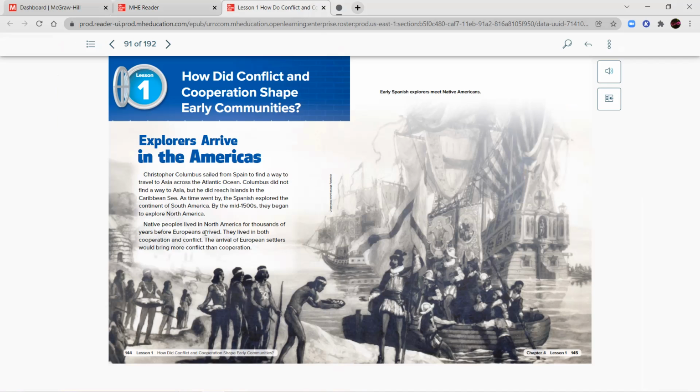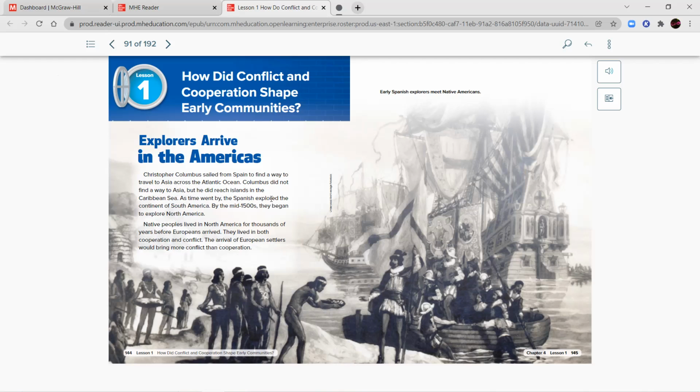Explorers arrive in the Americas. Now remember to pay attention for these different time periods, these different years, because we're going to use that information to help us fill in our graphic organizer. Christopher Columbus sailed from Spain to find a way to travel to Asia across the Atlantic Ocean. Columbus did not find a way to Asia, but he did reach the islands in the Caribbean Sea.